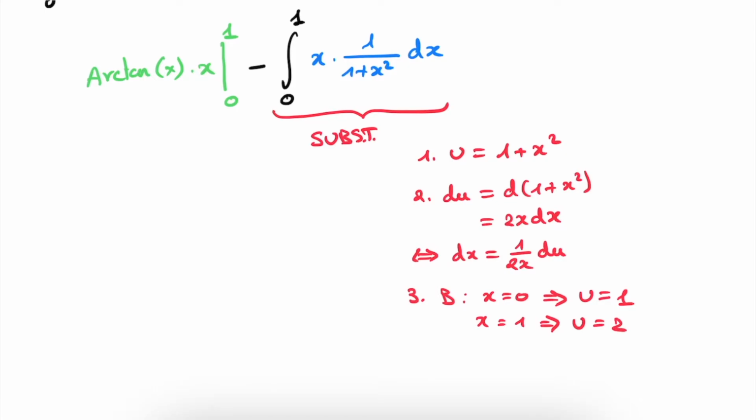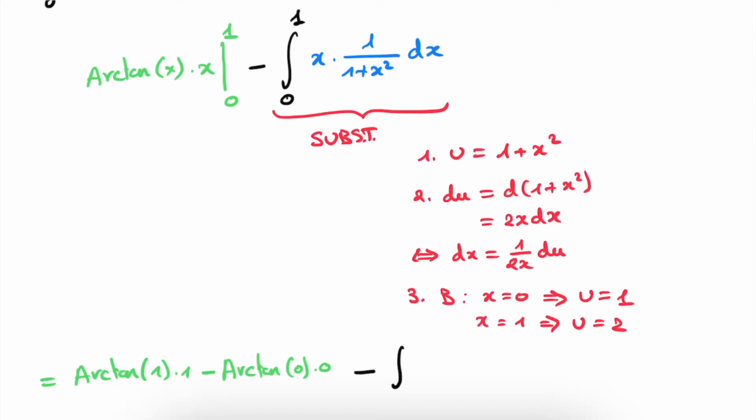So we now have all the ingredients to solve this integral. We get, first, of course, we cannot forget this first term. We get the arctangent of 1 times 1 minus the arctangent of 0 times 0. Then minus the integral that we'll be solving with substitution.